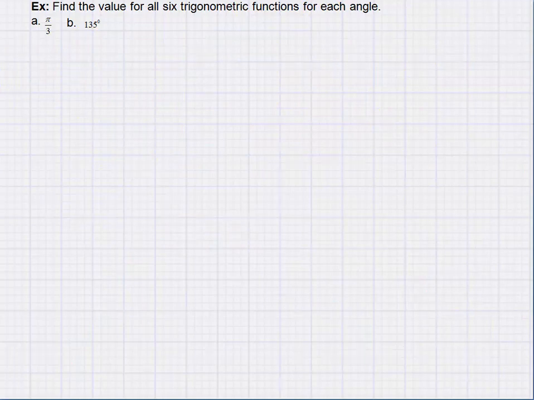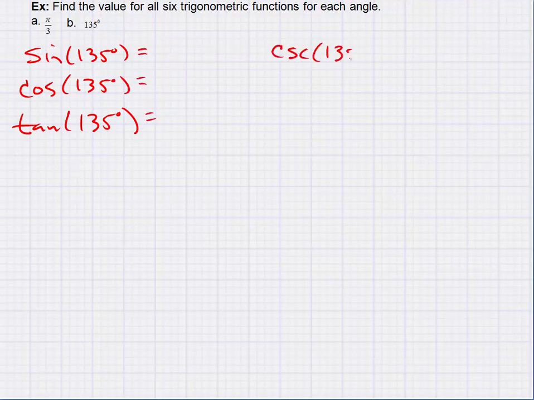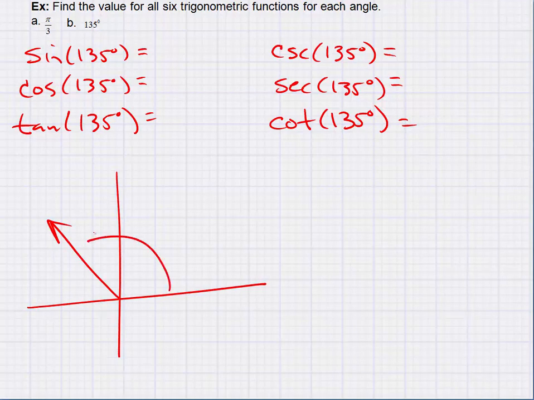So let's do another one. How about 135 degrees? So if I want to find the sine of 135 degrees, the cosine of 135 degrees, the tangent of 135 degrees, the cosecant of 135 degrees, the secant of 135, and the cotangent. Alright, so first I gotta do sine and cosine. Well, where's 135 degrees? So here's 135 degrees.